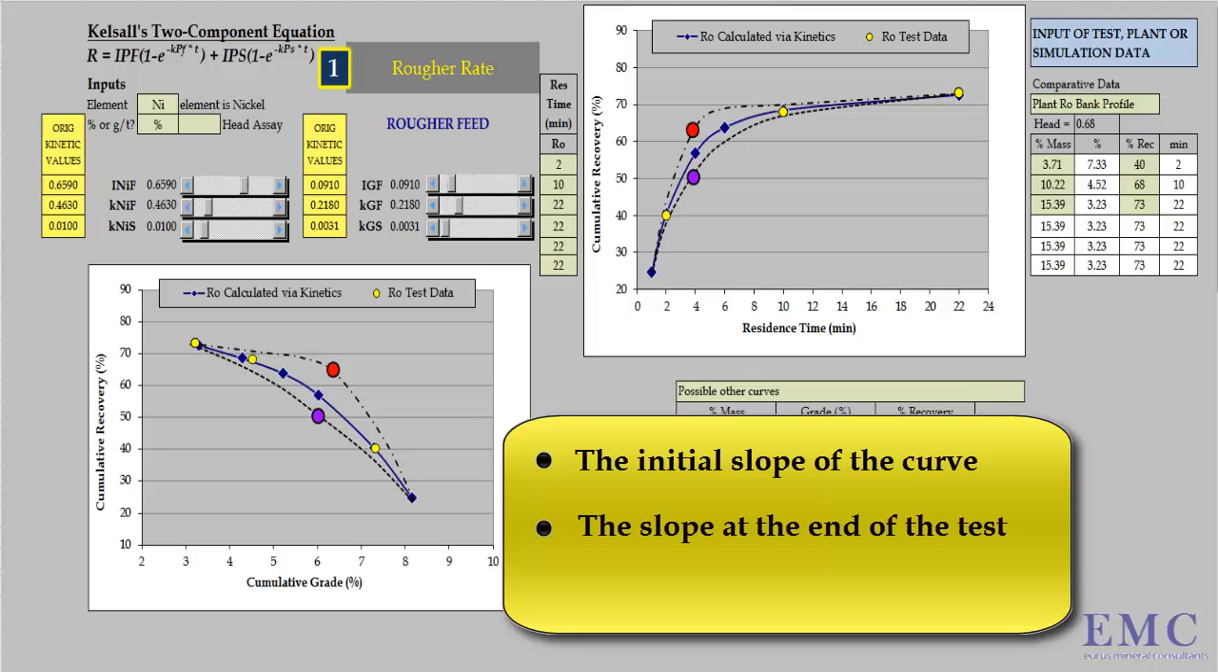The second aspect is the slope of the curve at the end of the test. This determines the slow floating rate. The third aspect is the location and general shape of the point of inflection of the curve.